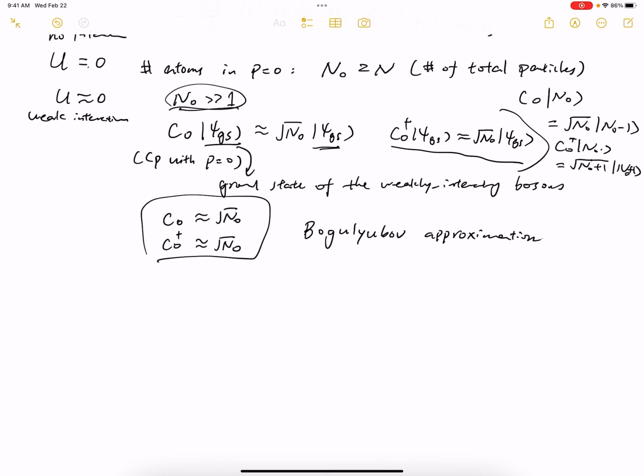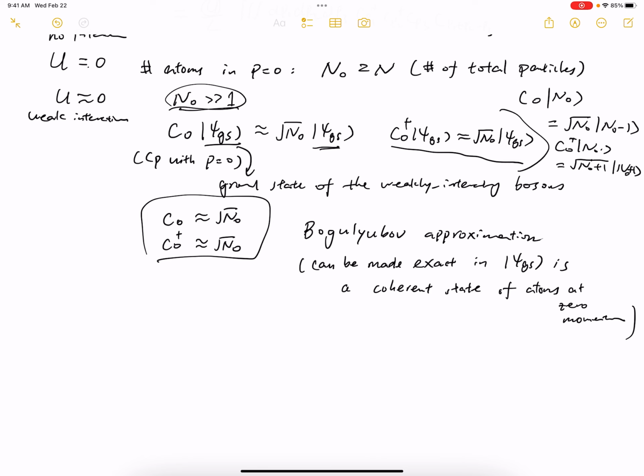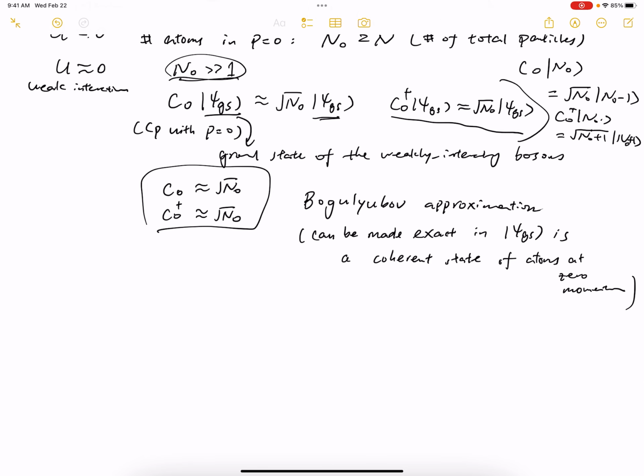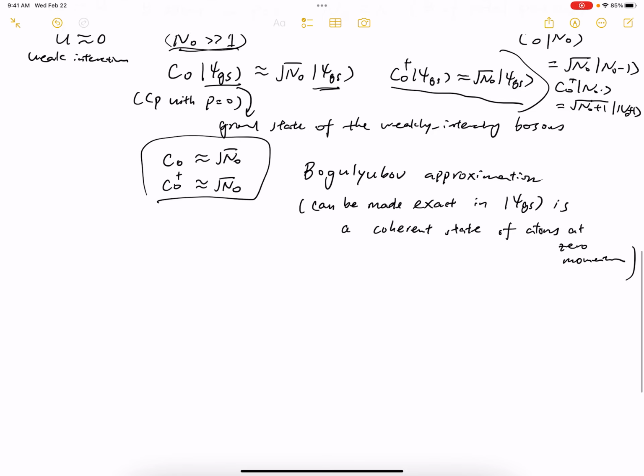And I briefly mentioned this just a while ago. These approximations can be made exact if the ground state is a coherent state of atoms at zero momentum. Okay, so what is a coherent state? This is a pretty important concept in quantum optics, but it's also relevant here. So I'm just going to talk a little bit about it.